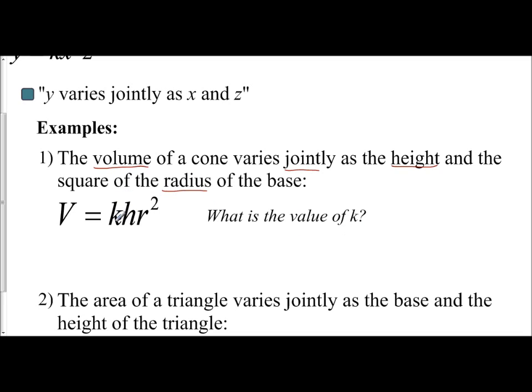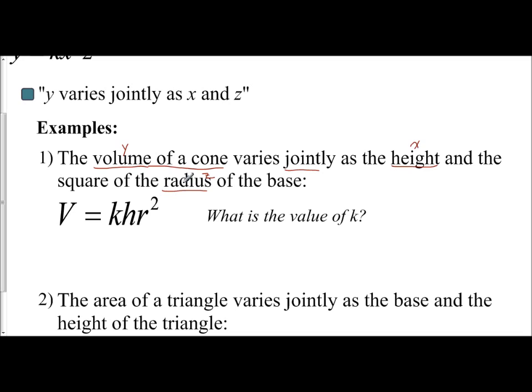So we have k times our height. It varies jointly as your height, and so that's our x. The volume of a cone varies jointly, so volume of the cone is your y. Your height is x, and the square of the radius is our z. So the question is, what is the value of k?